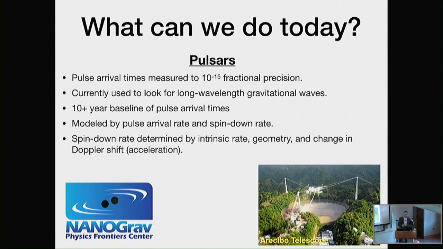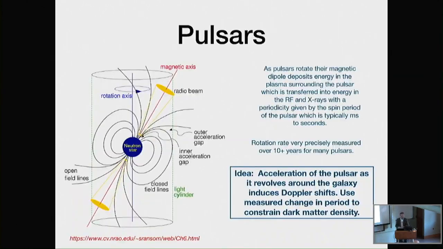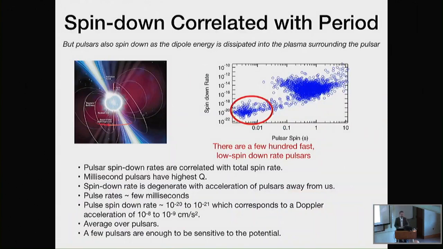But now, as a pulsar accelerates around the center of the galaxy, its Doppler shift will change, and the pulsar pulse arrival rate will change. And so we can use that same first derivative of the pulsar rate to try to measure the gravitational potential. And I'm showing here a plot of the spin-down rate of pulsars and the pulsar pulse rate for all the known pulsars.